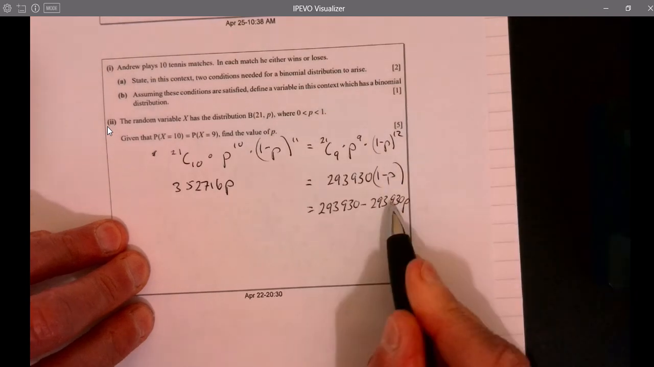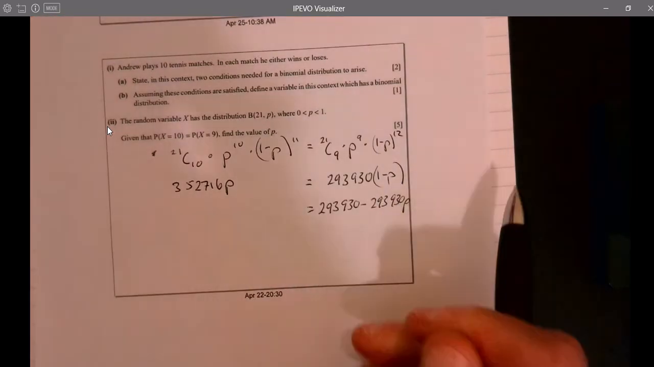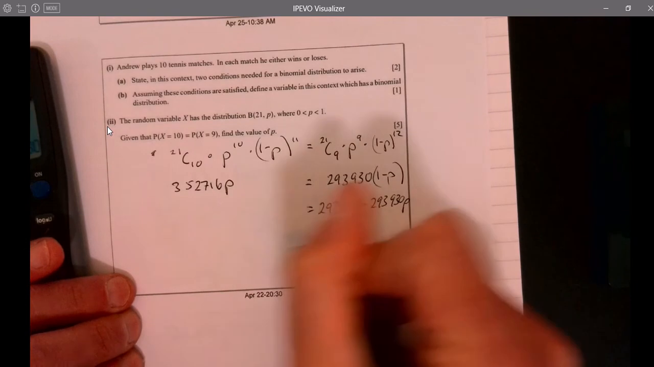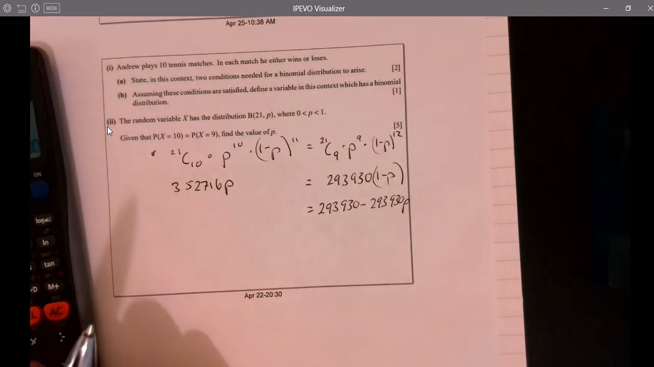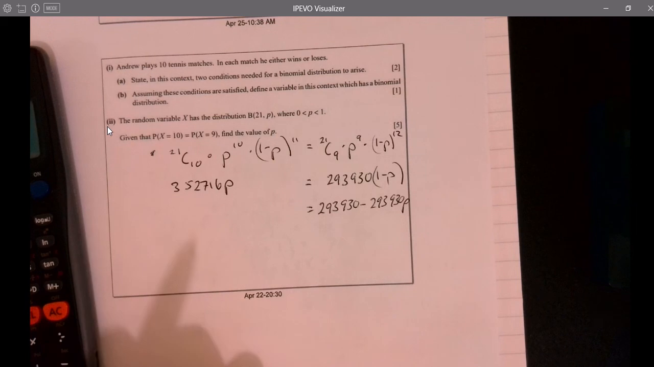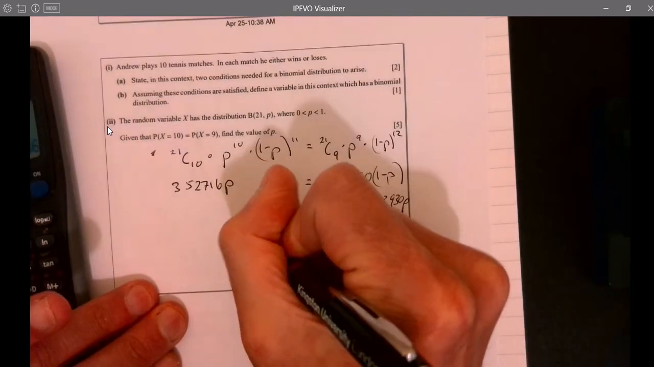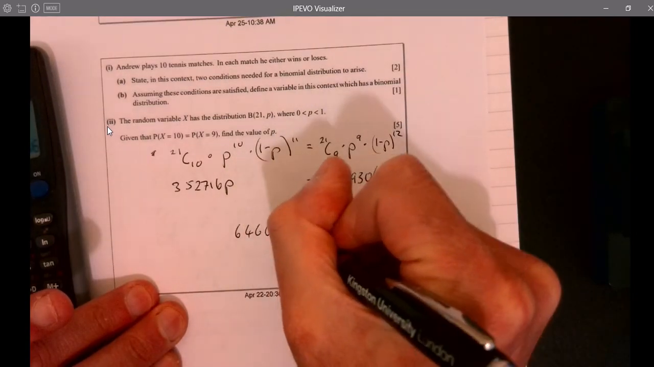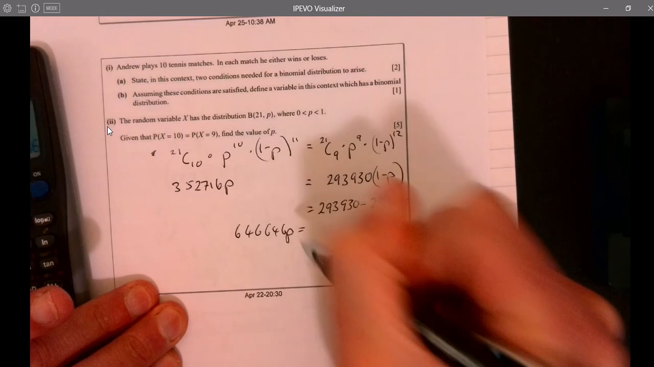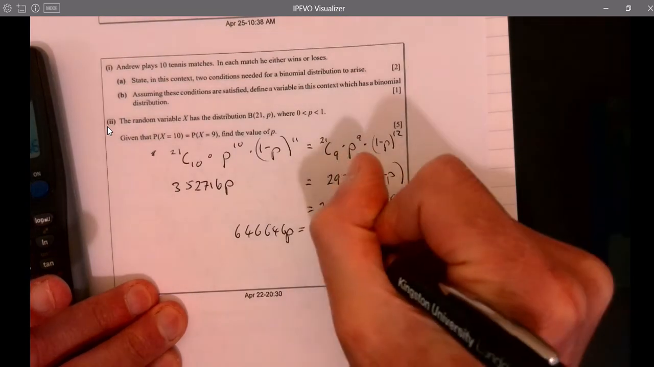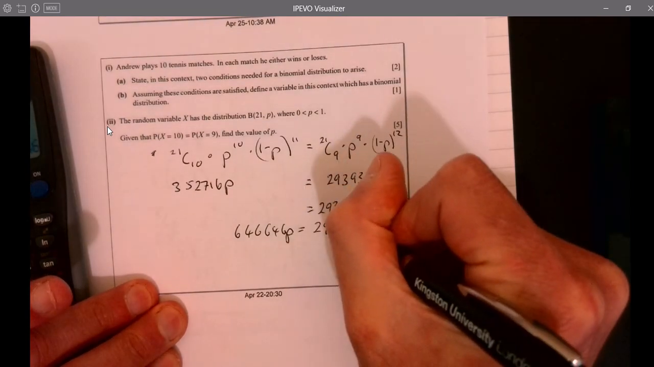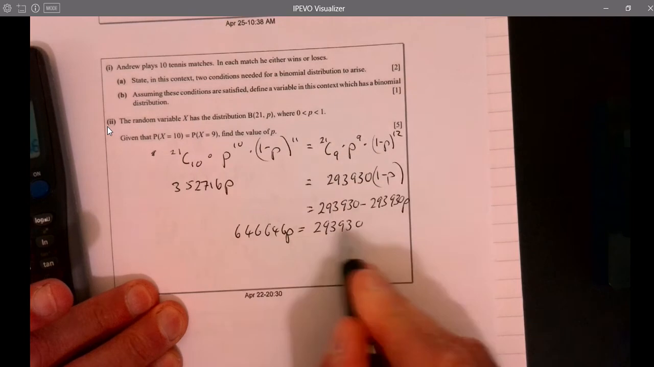Add this to both sides. So what's that going to give me? Add 352716, so 646646. p equals 293930. Divide by this.